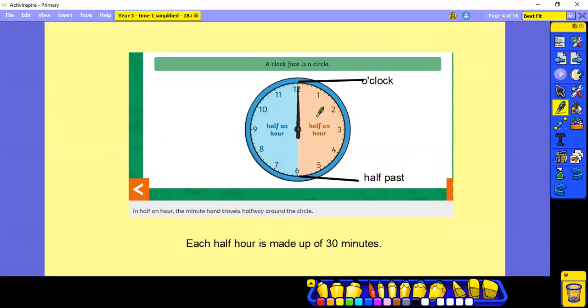It's also split into two semicircles. So we can see we've got half here and half here, and we call these half an hour. This side has 30 minutes and this side has 30 minutes. And again, you can see I've pointed here to o'clock and here to past.